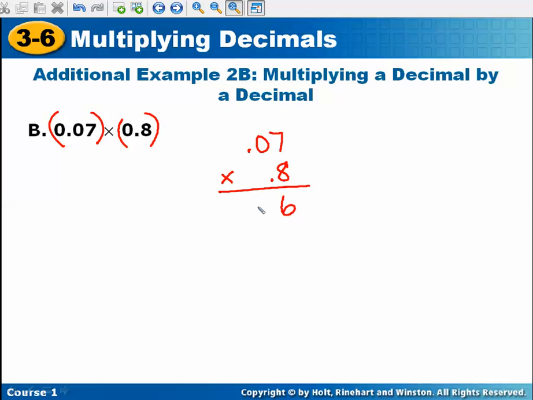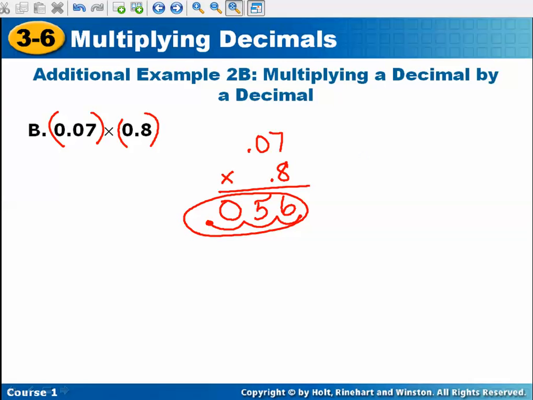7 times 8 is 56. And I have 1, 2, 3 numbers to the right of the decimal point. So I have to move my decimal 1, 2, 3 spaces. Well, because there's a gap here, think about what you have to place there. That's right, you have to put a 0 there. So my answer is 56 thousandths.